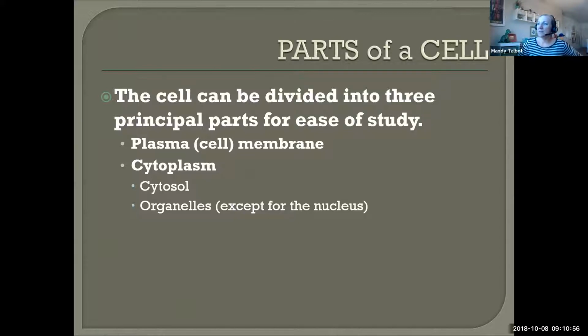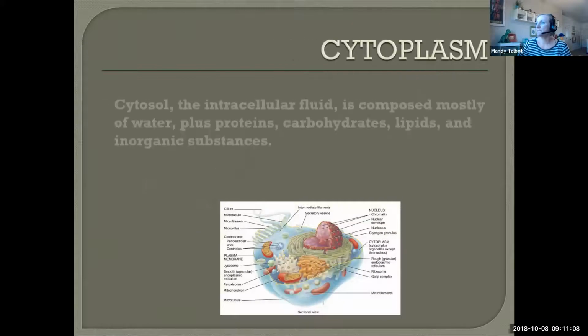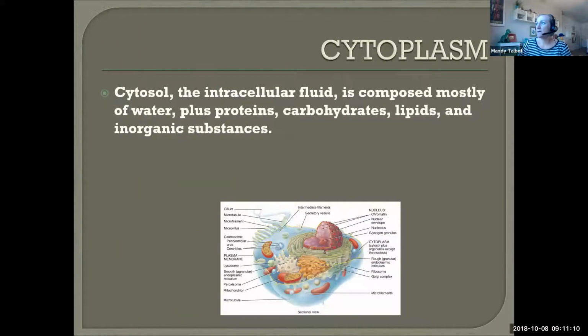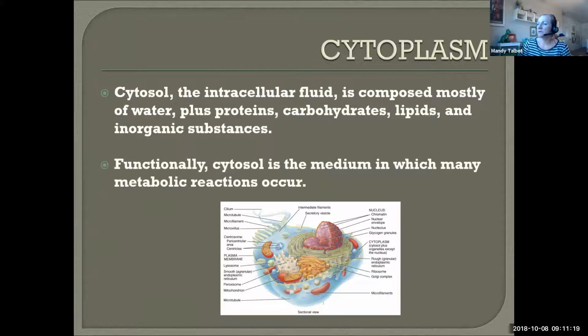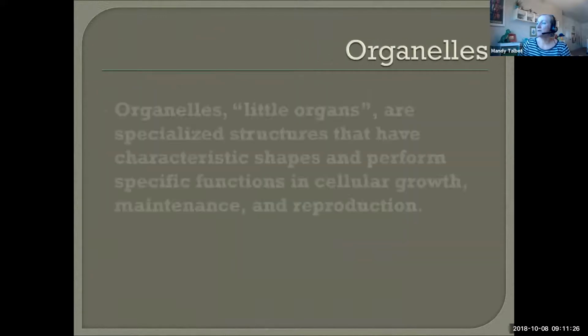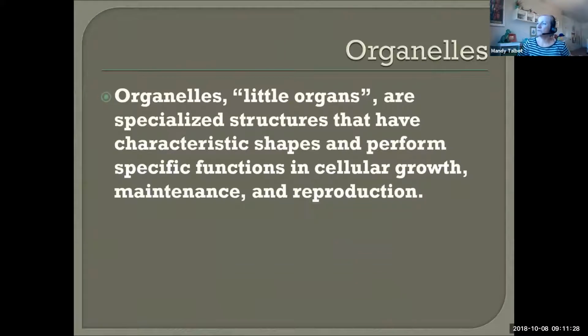And then in the cytoplasm, which is the inside of the cell, we find the cytosol and the organelles. And then we also have the nucleus hanging out inside the cell. The cytosol is just that intercellular fluid inside of the cell, contains proteins, carbohydrates, lipids. We're going to just cruise through this quickly. There's a lot of metabolic reactions that happen here. Then let's go into organelles.